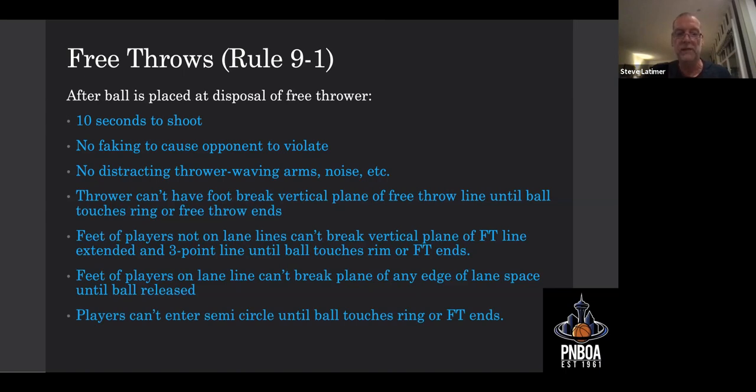And finally, the players can't enter the semicircle where the thrower is coming into the free throw lane line until the ball touches the ring or the free throw ends. So coaches sometimes will have the guy at the very top of the line wanting to box out the free throw shooter. They can't penetrate that free throw lane line until the ball touches the ring. Okay. Any questions on that?